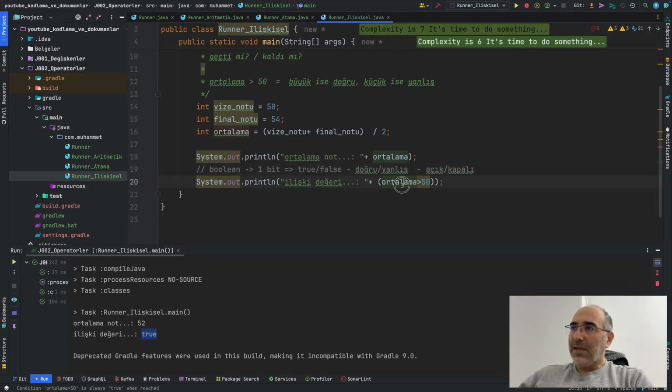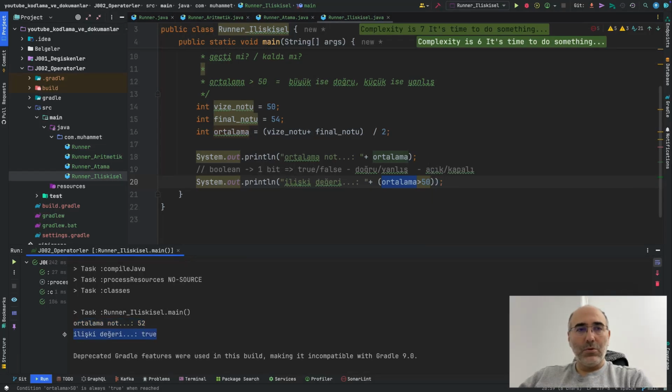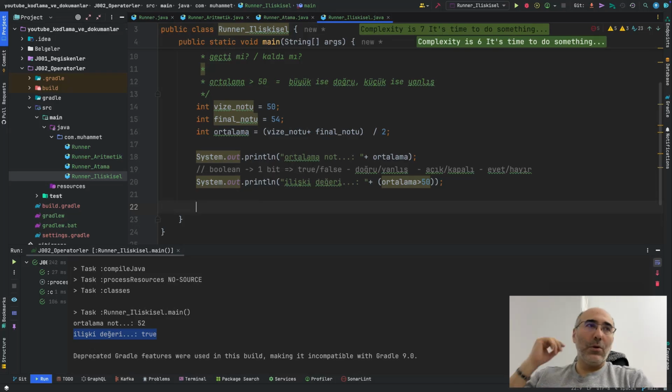Here, is the average greater than 50? The average is 52. So, is 52 greater than 50? Yes, it's greater, right? Yes. What's the answer? True. So, you can also call it something else. Yes, no. You can say that too. So, what's the result of this relationship here? Yes or no. Alright, are there any other things? They're all the same, guys. So, all of these relationships we can use here actually give a true or false answer.